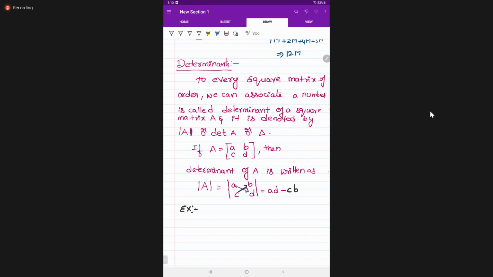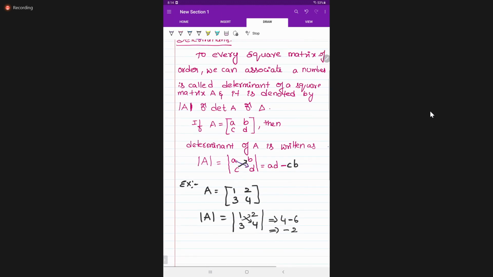Example, students. A is equal to the matrix [1, 2; 3, 4]. In a matrix, we cannot expand. In determinants, we can expand. Understood, all of you? So this can be written as det of A is equal to det of [1, 2; 3, 4], which is equal to 1 into 4, which is 4, minus, multiplying upward, 3 into 2 is 6. So 4 minus 6 is equal to minus 2. Yes, minus 2 is the answer.